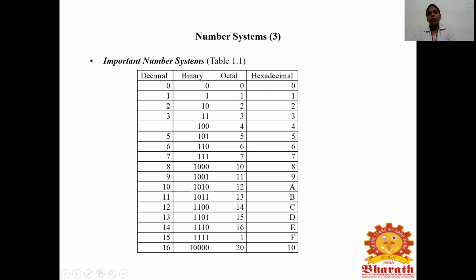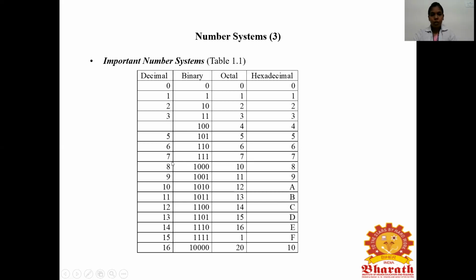When we take 2, the binary number consists of only 0 and 1. So for 2, the binary equivalent is 1, 0, whereas in octal it is 2 and in hexadecimal it is 2. So till 3, 4, 5, 6, 7, it's the same, because octal and hexadecimal are the same till 7. And if we see the binary equivalent, for 3 it is 1, 1, and for 4 it is 1, 0, 0.